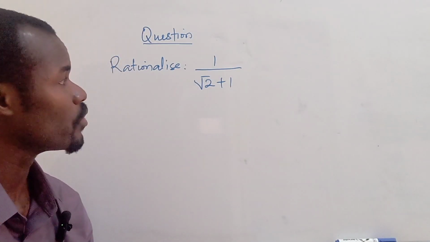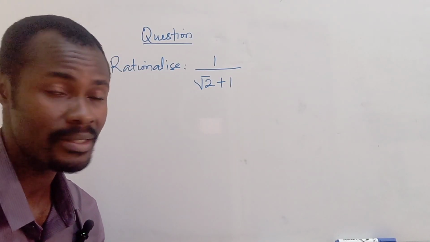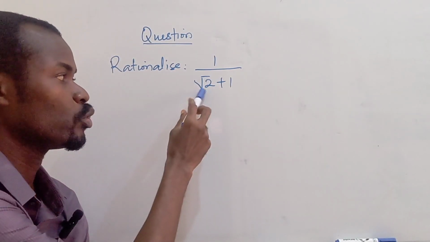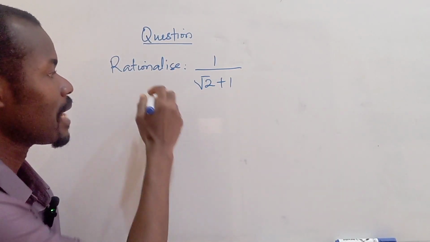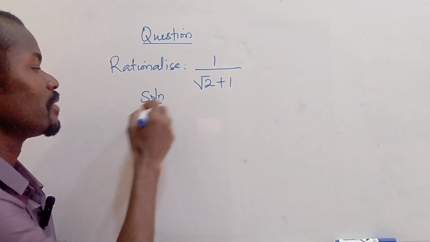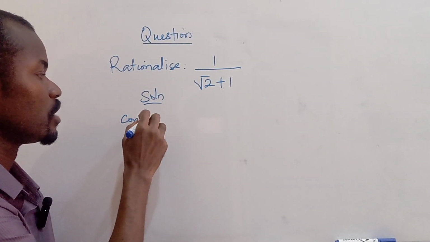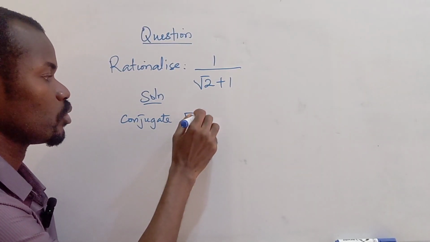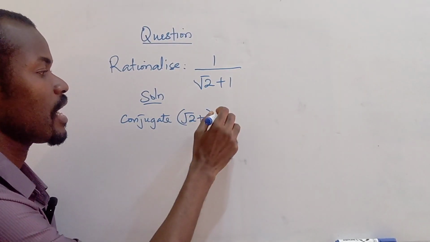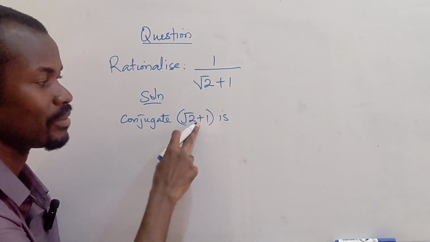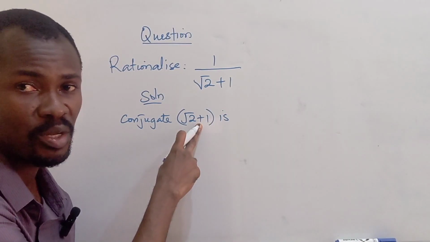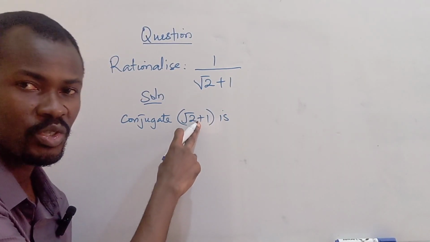So we have a problem on the board on surds, which says rationalize 1 divided by root 2 plus 1. The solution to this simple problem is first of all you want to get the conjugate of the denominator, which is root 2 plus 1. You write this, but changing this to what? If this is minus, you change it to plus. But since this is plus, we are going to change it to minus.